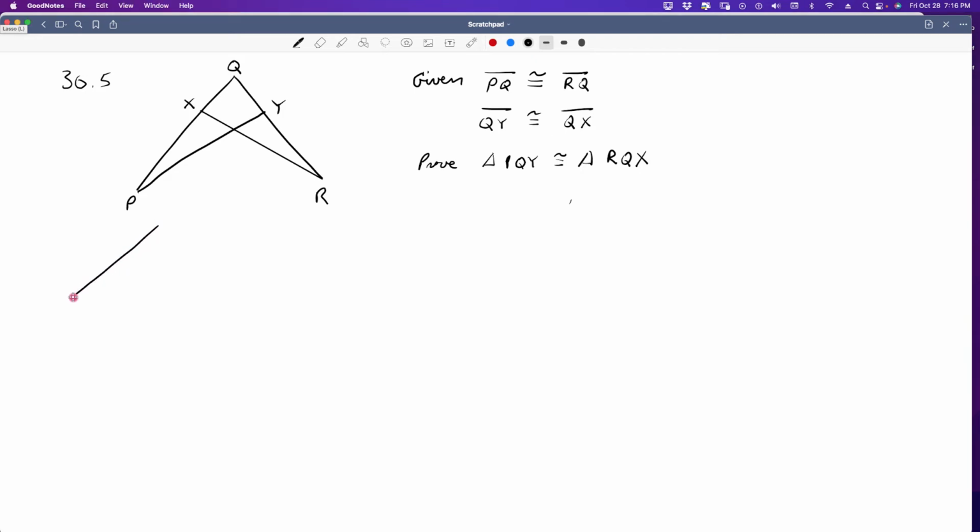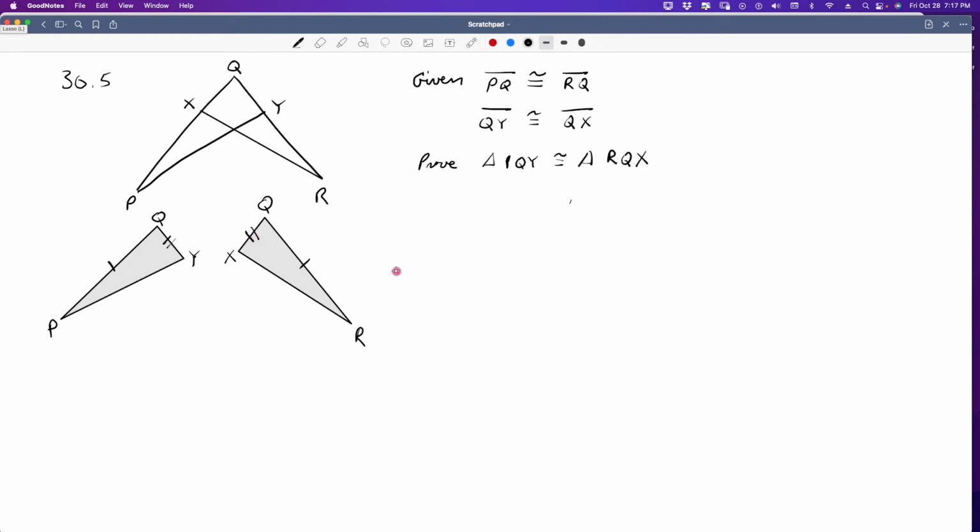PQY. So here is PQ, and there's Y. There we go. So this is Q, Y, and P. And now this one is Q, this is X, and this is R. And I'm going to do my givens first. PQ is congruent with RQ, and QY is congruent with QX.